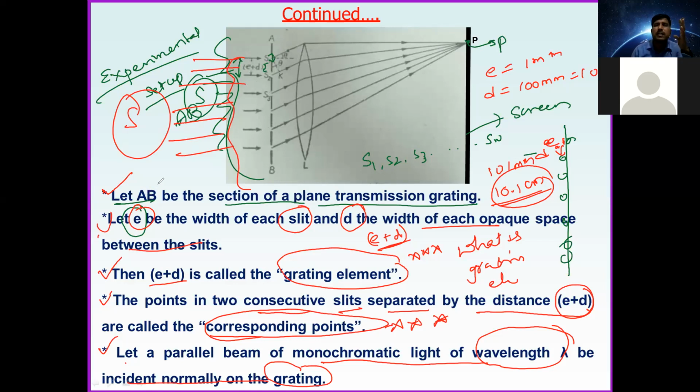Oh, this is the setup, sir. Okay. S1, S2 are the slits which are separated by D, and the width of S1, S2 is E. The grating element is E plus D, which you can also call corresponding points. And now basically we are allowing monochromatic light of wavelength lambda incident normally on the grating.